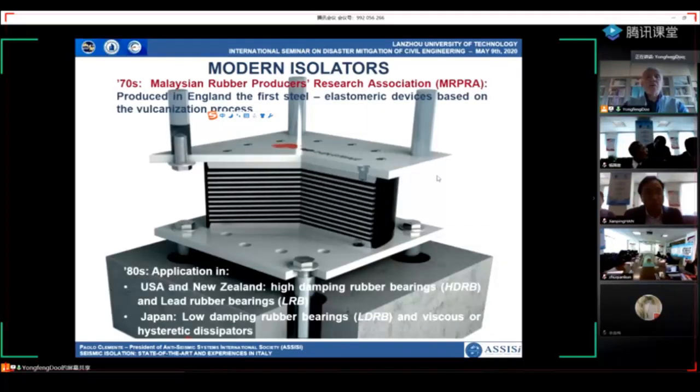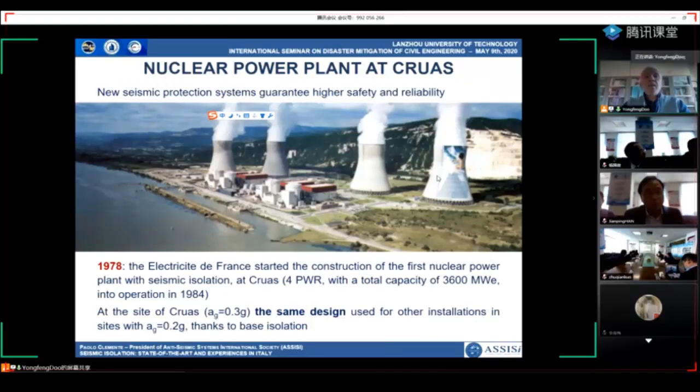Well, actually, two events were very important in the development of seismic isolation. The first was in the 70s of the last century, when the Malaysian Rubber Producers Research Association produced in England the first steel elastomeric devices based on the vulcanization process. So we started the first application in the USA, in New Zealand, and mainly in Japan. The second event was the construction of a nuclear power plant at Cruas in France with seismic isolation. In this case, seismic isolation allowed using the same project already used for other installations in sites with peak ground acceleration equal to 0.2 g, whereas at Cruas it was 0.3 g.